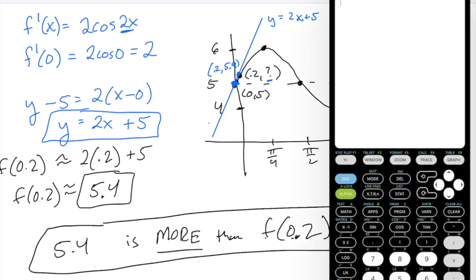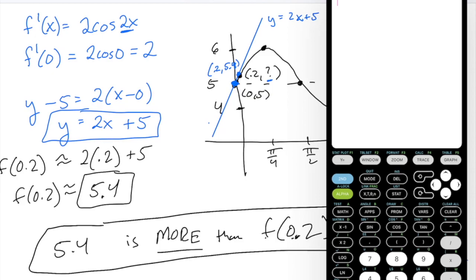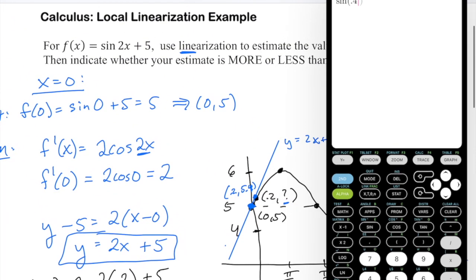And we can see now. Let's bring in a little technology here and see the actual value of f of 0.2. When we plug 0.2 into this function, we get sine of 0.4 because it's 2 times 0.2 plus 5. We should see that it's close to 5.4, but probably a little bit less. How far off? I don't know. This is just a decent estimate. But look, just by writing the equation of a line, I got a pretty decent value of 5.38, which rounds to 5.4. So not too bad here.